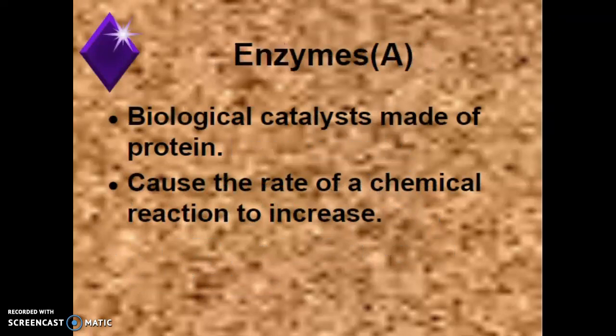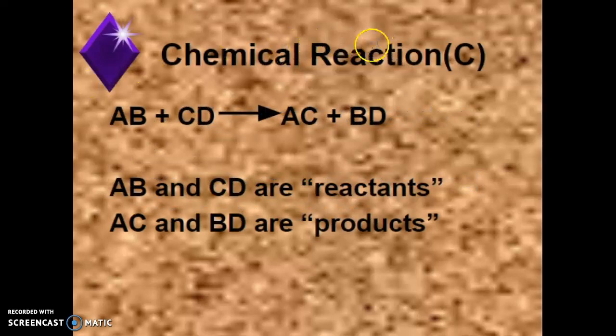Getting into enzymes. Enzymes are huge in this chapter. Maybe the whole point of the chapter is enzymes. Essentially, they're going to be catalysts, so they're going to make chemical reactions happen faster. Let's just get into some of the specifics.